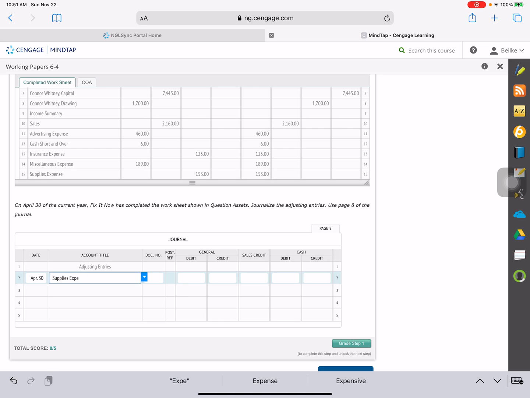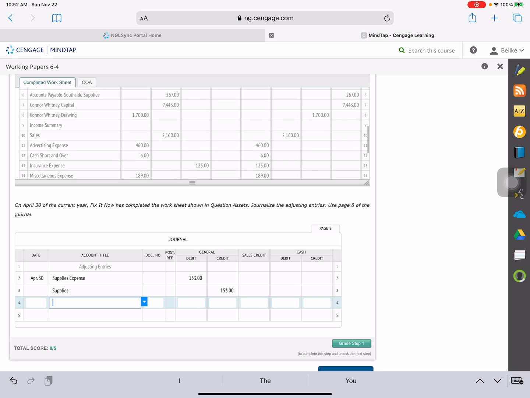Oh, if I could spell today. Okay. Our debit is $153. Remember, when we enter information in our journal, we should write our debit entry first, our credit entry second. The other account that is affected is supplies, and that is going to be a credit of $153. And again, remember, we won't have a document number because this is an adjusting entry.